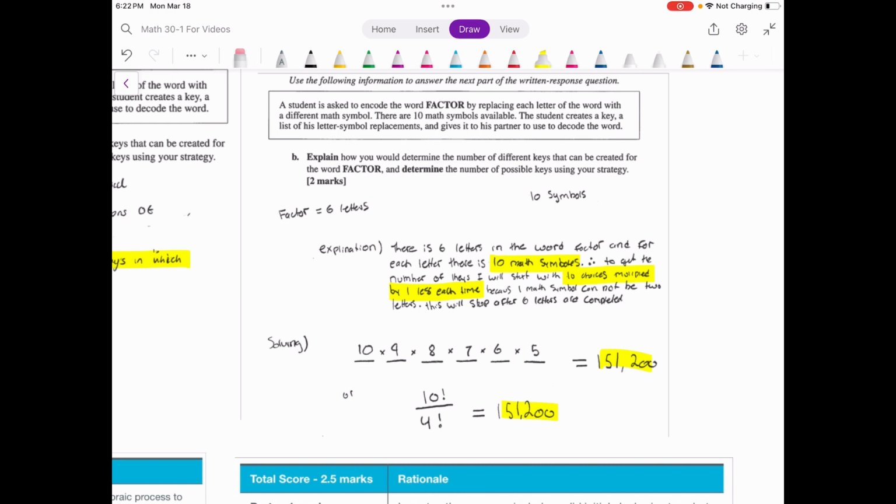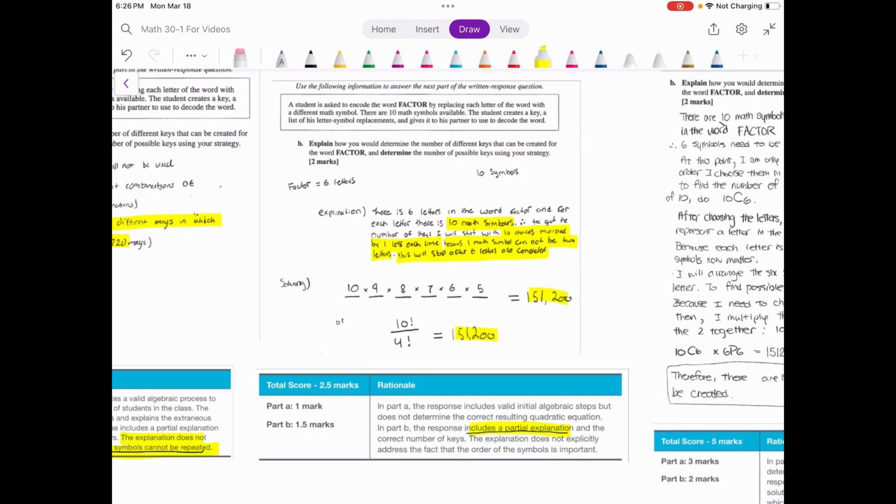That's great, but why, right? Oh, because one math symbol cannot be 2 letters. Okay, that's a pretty good explanation. This will stop after 6 letters are completed. Now, honestly, I think all they're missing here is why are we using a permutation, right? Well, order matters, okay? I think that's all that's actually standing between a 1.5 and a 2 here, right?